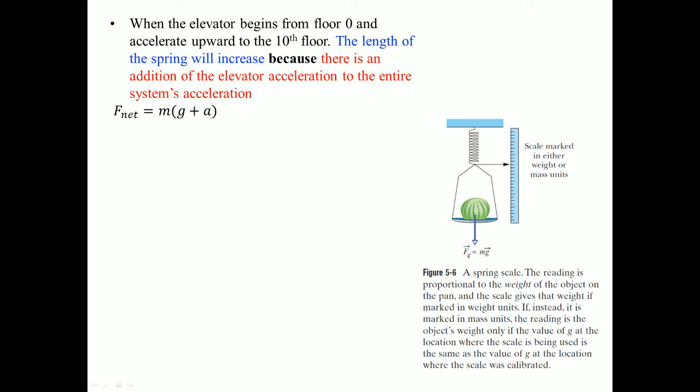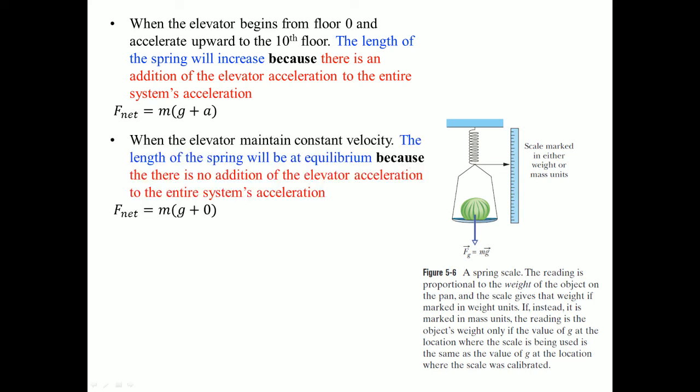When the system is in equilibrium, that's when the elevator maintains a constant velocity. The length of the spring will be at equilibrium because there's no addition of the elevator's acceleration to the entire system's acceleration. So here it's just mg. There's no adding anything. It's just adding 0. So the length of the spring will stay neutral. It's exactly like how it was outside of the elevator.